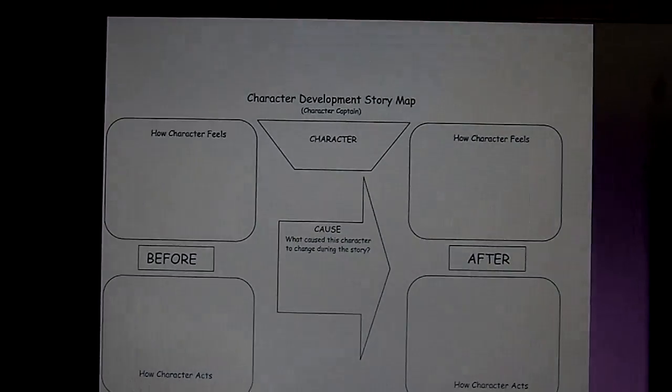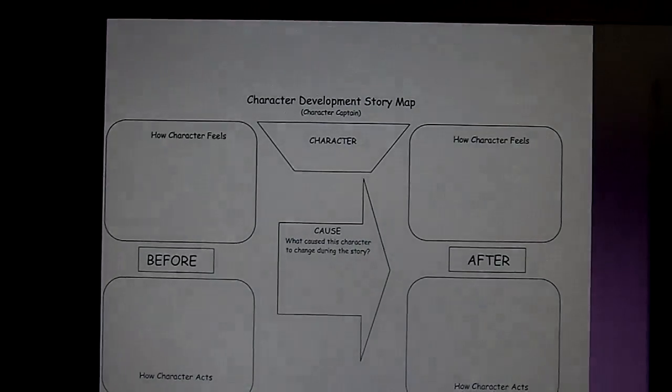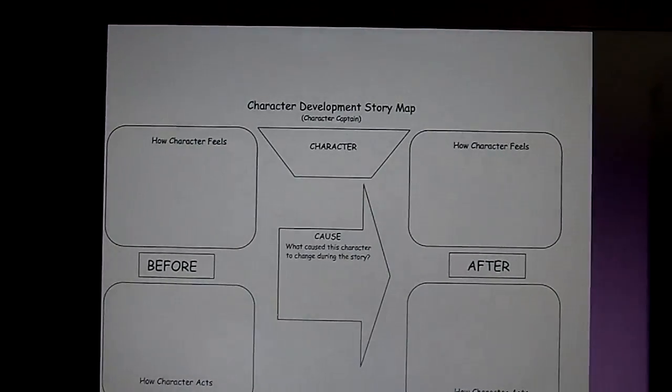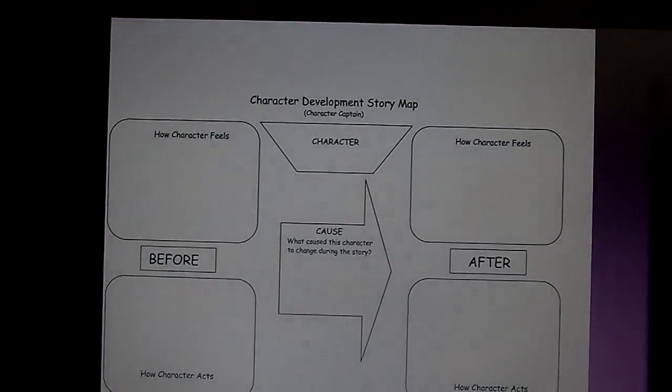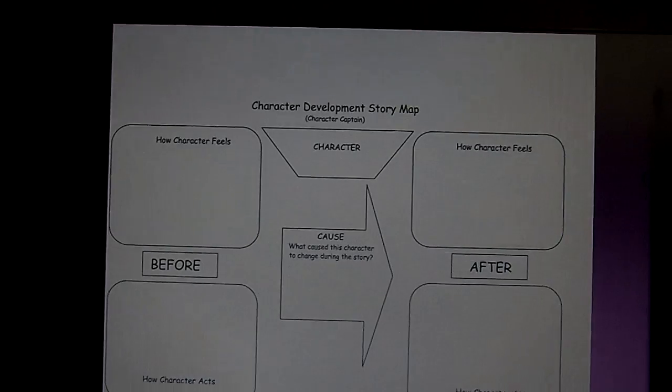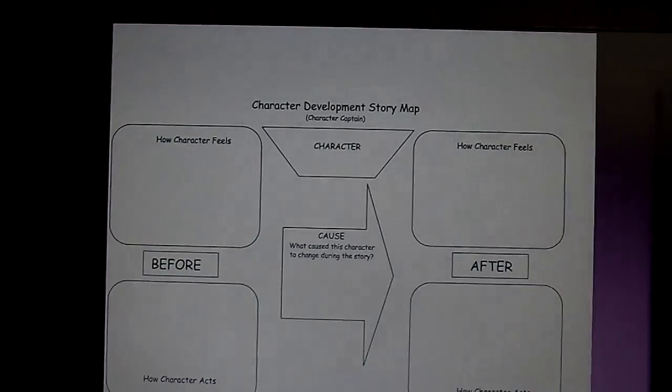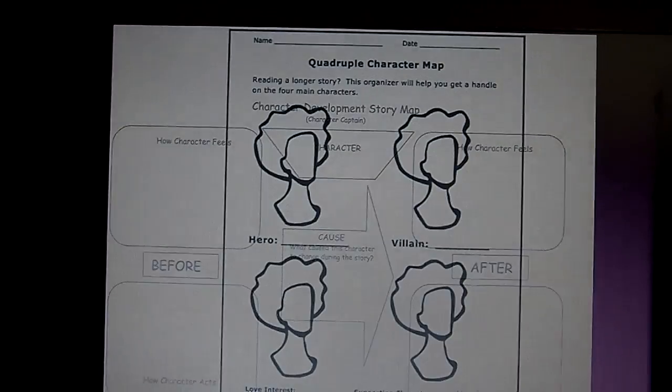Some character maps will ask for more than just what the character looks like, but how the characters interact in the story. This one, for example, asks how the character is feeling and acting before something happens, and then what happens to change that, and how they feel and act after that event.